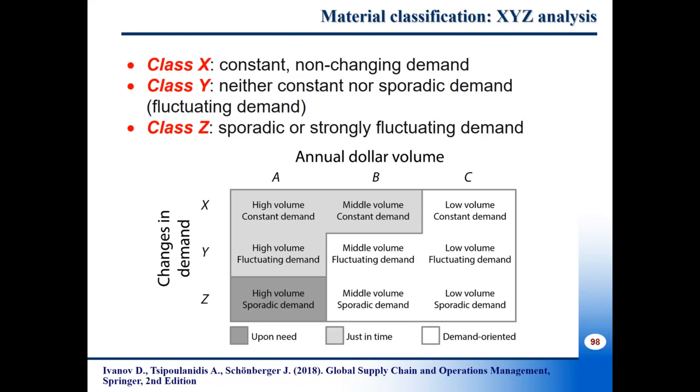So we can see in this slide the connection between ABC and XYZ analysis. XYZ analysis combined with ABC analysis will define the purchasing method for different inventory classes and helps to determine which parts must be in stock, like demand oriented, when they should be ordered by using JIT or just in time, and when it is only viable for them to be ordered on a forecast basis, like upon need.